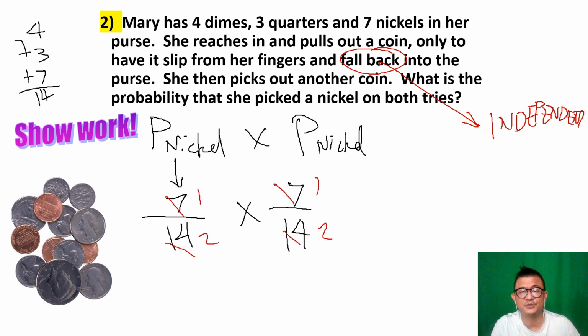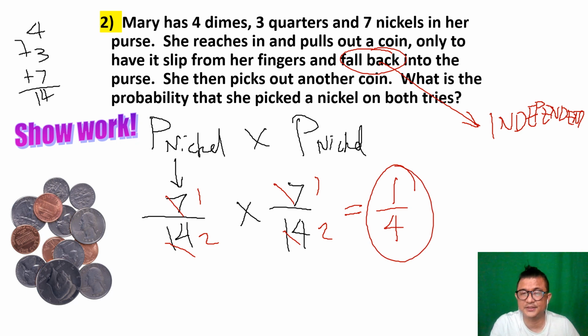Okay, now I can multiply. 1 times 1 on top is a 1. 2 times 2 is a 4. 1 fourth. It's less than half probability. So what can I say? It is less likely.